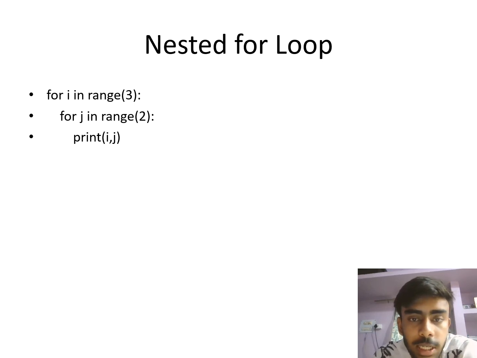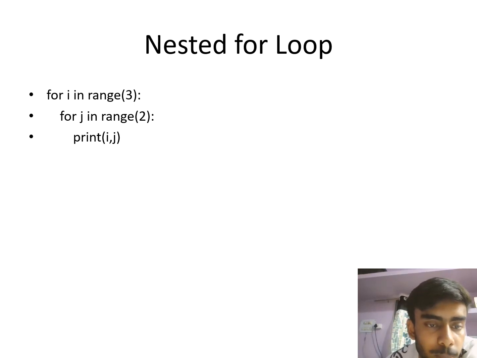Now see this nested for loop. What is a nested for loop? A loop inside another loop. It means one loop inside another loop. If the first loop is not applicable, then it comes to the loop inside that loop. Okay, so over here, this is the example.